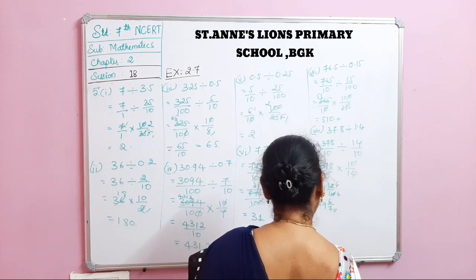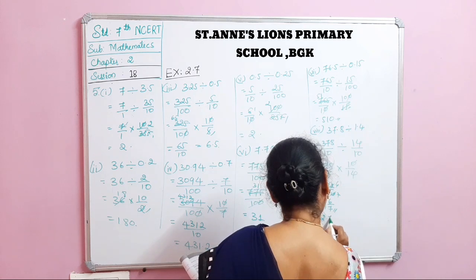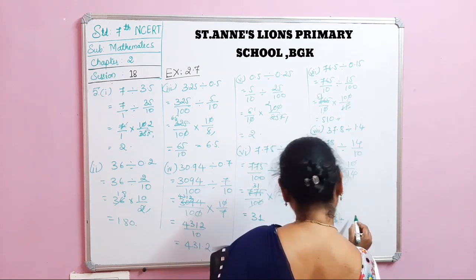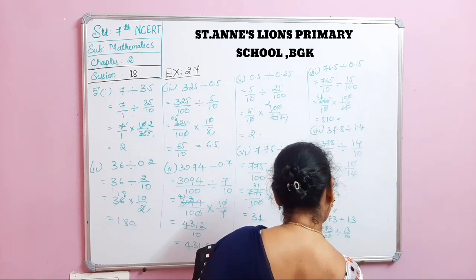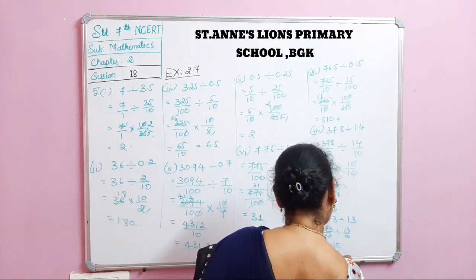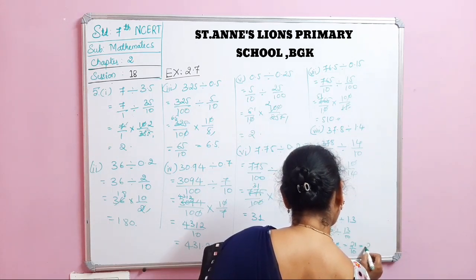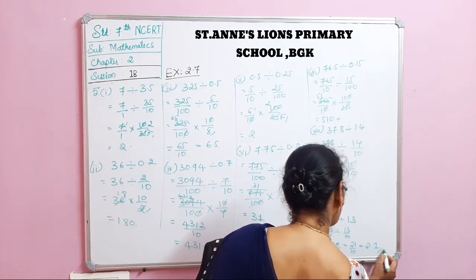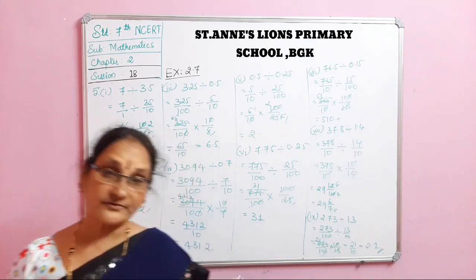Then the ninth one, the last one I do here only, that is 2.73 divided by 1.3. 273 by 100 divided by 13 by 10. 273 by 100 into 10 by 13. 13 2s are 26, 21. That is 21 by 10, which is equal to 2.1. That will be the answer. So this is what all the 9 problems finished in the 5th main.